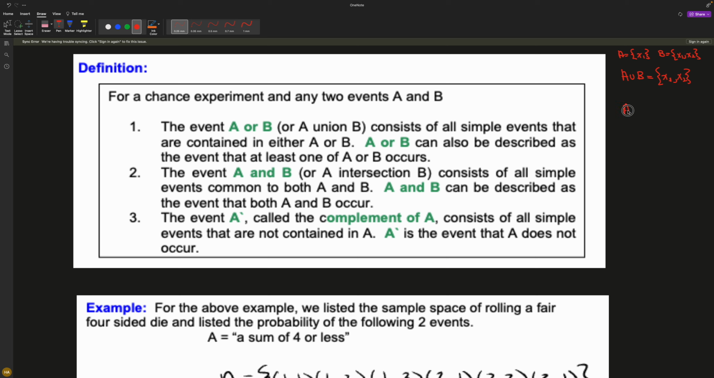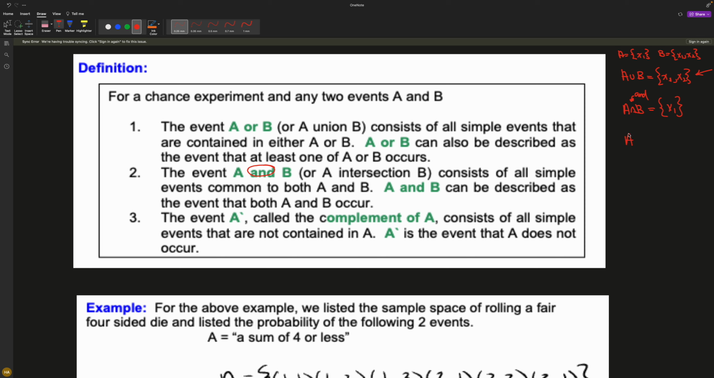Now A intersect B, this is and. This means the element has to be in A and in B. So x1 is in A and in B, but x2 is not in A and in B, and therefore we don't put it. One thing is, again, make sure there are no duplicates.